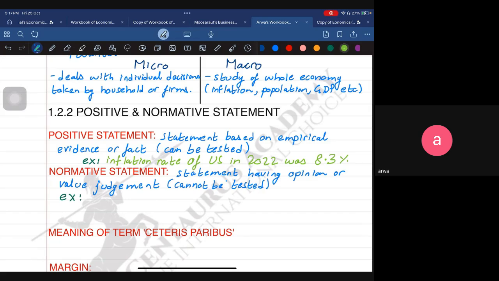So, for example, if we talk about a normative statement, unemployment is a bigger issue in developing countries compared to inflation.